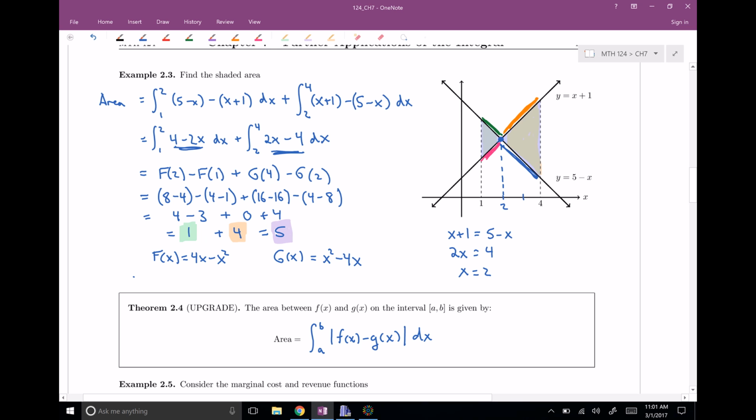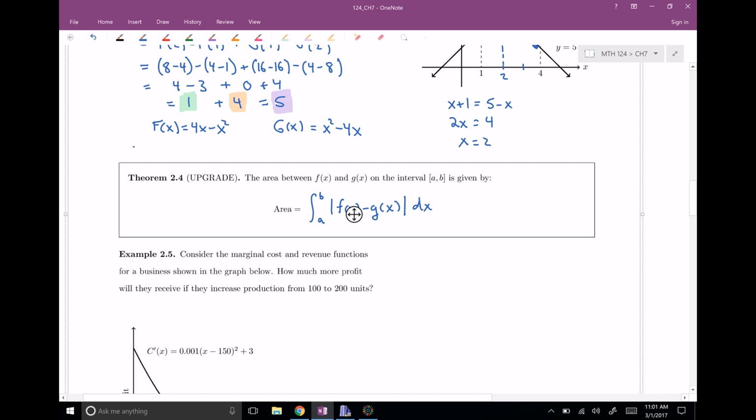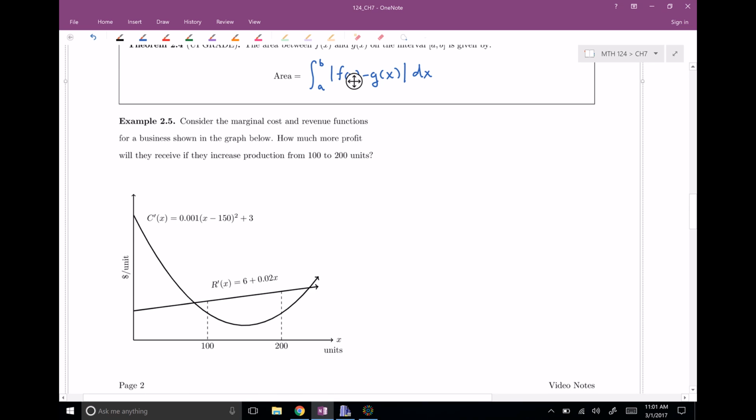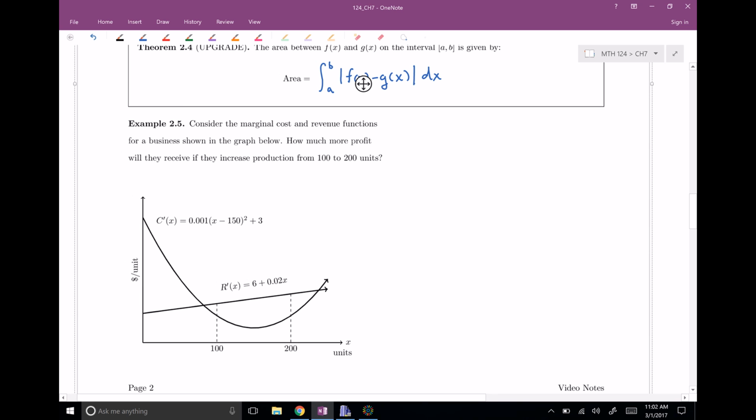As promised, this actually has some applications, right? So my final example that I would like to go over with you guys, 2.5: consider the marginal cost and marginal revenue functions for the business shown on the graph below. How much more profit will they receive if they increase production from 100 to 200 units?